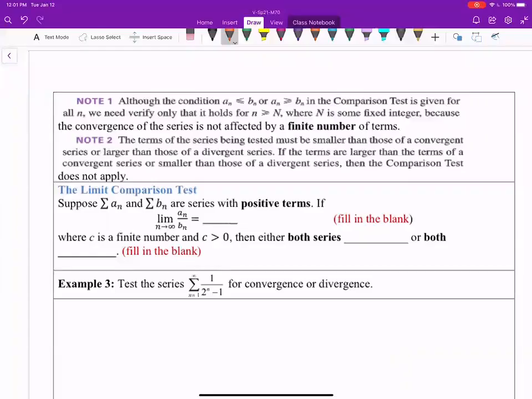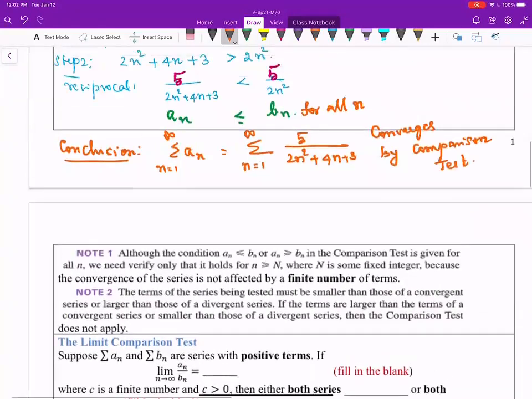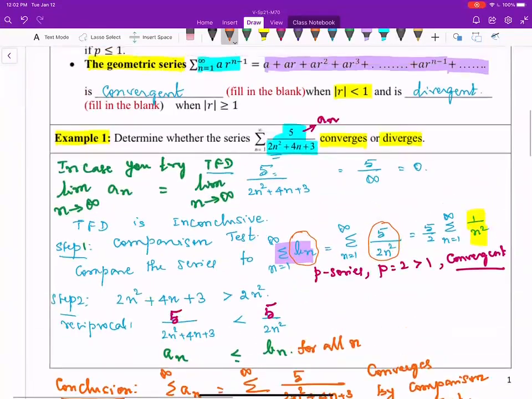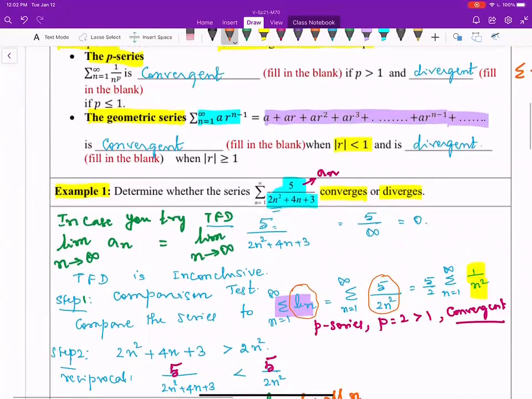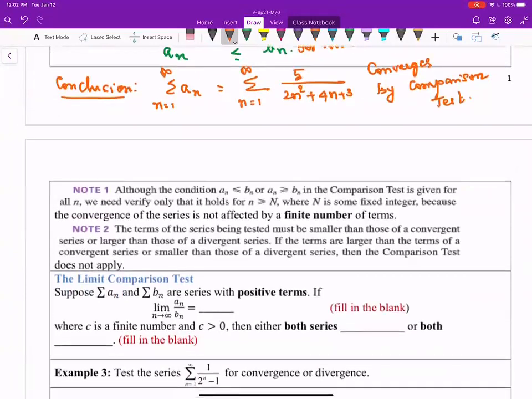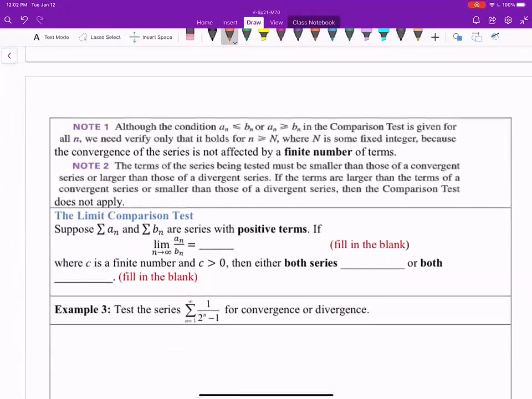Welcome back, everyone. This is part B of the concept video for 11.4 comparison test. Earlier, in the first part of the video, part A, we showed an example for the comparison test. We just did the regular comparison test. In this part of the video, you're going to see another comparison test known as the limit comparison test.